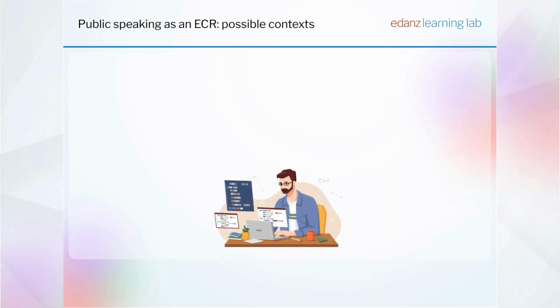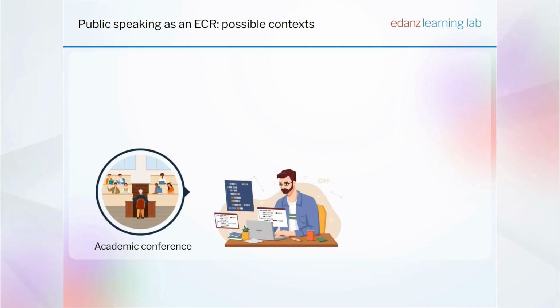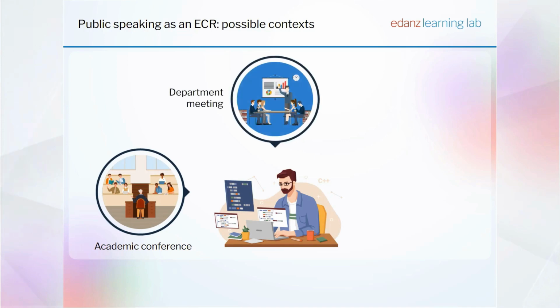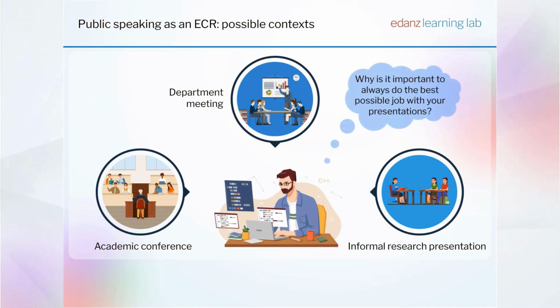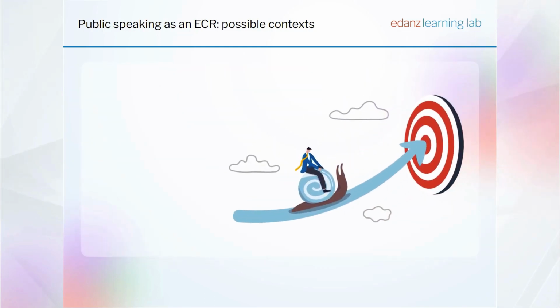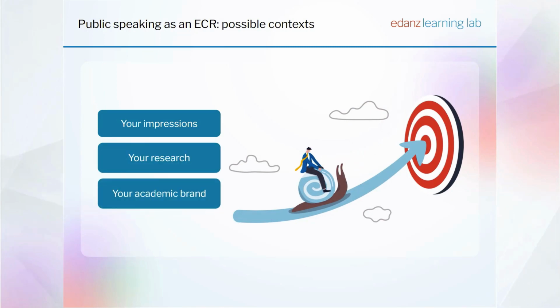So, as an early career researcher, you might find yourself conducting public speaking at an academic conference, at a department meeting, or perhaps conducting an informal research presentation. It is always critical to do the best possible job in any of these scenarios. Why is it important to always do the best possible job with your presentations? Well, it's because people quickly form impressions of you, your research, and your academic brand, which are then slow to change. This can be an important aspect of your career progression.